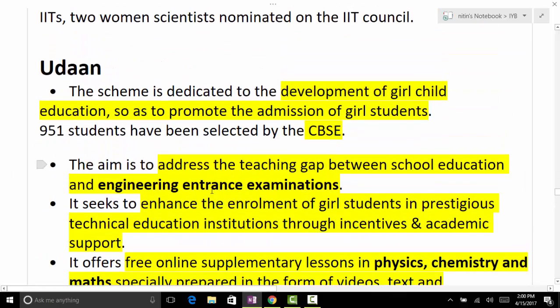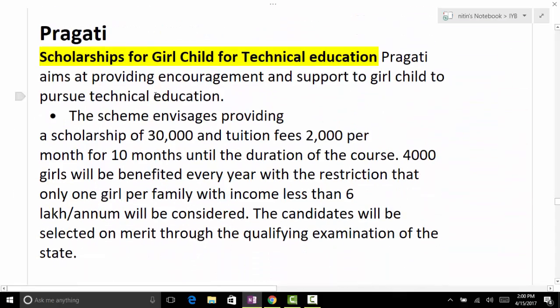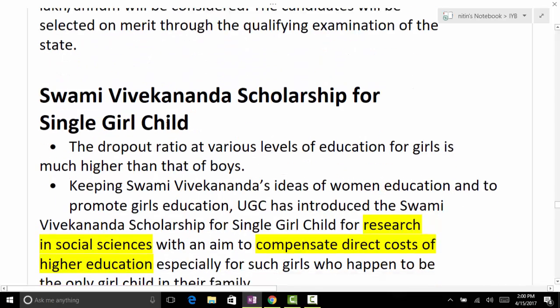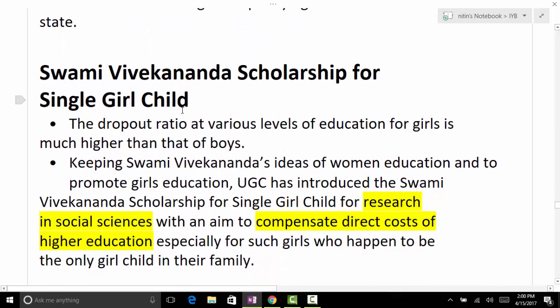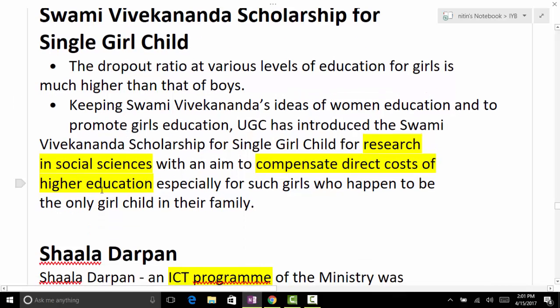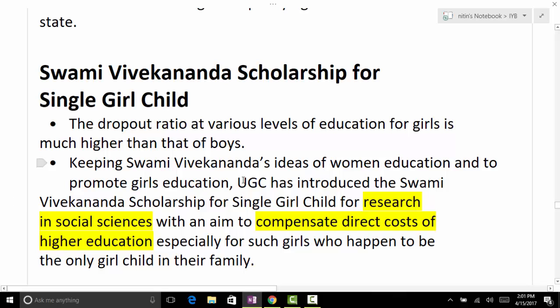So from Udan they took admission here, they become competitive enough, they get the admission. Now their technical education is financed by the government as per the scholarship. Then another scheme for the girl child, Swami Vivekananda scholarship for single girl child. Research in social science, with an aim to compensate direct cost of higher education. So UGC has introduced this scheme.